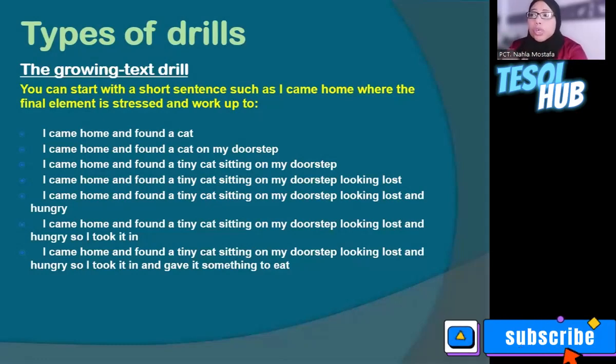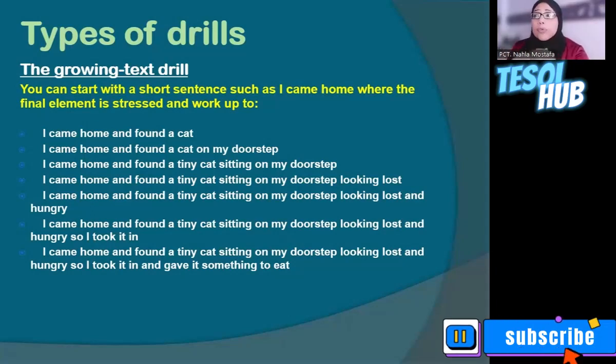The growing text drill is also one of the ways to improve the productive skills. So you can start by saying, I came home. I came home when? Or I came home only, and let them complete. Everybody will add a word. So I came home and I found a cat. I came home and found a cat on my doorstep. I came home and I found a tiny cat sitting on my doorstep. So now they are adding information. They are expanding the phrase by adding details.